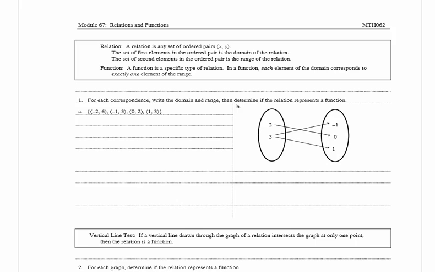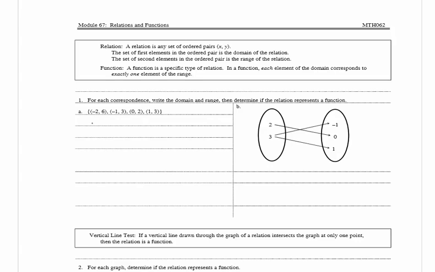And then they tell us a function is a specific type of relation. In a function, each element of the domain corresponds to exactly one element of the range. In 1, it says, for each correspondence, write the domain and range, then determine if the relation represents a function. So in A, we have a set of ordered pairs: (-2, 6), (-1, 3), (0, 2), and (1, 3). So first thing I'm going to do is map all of our ordered pairs.